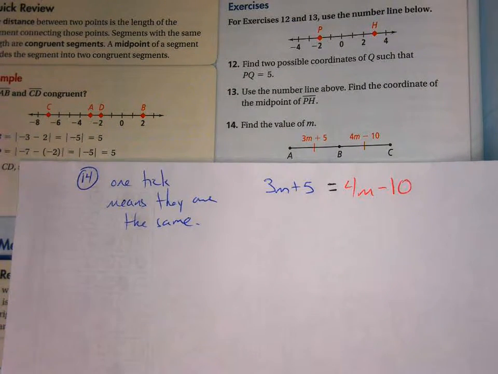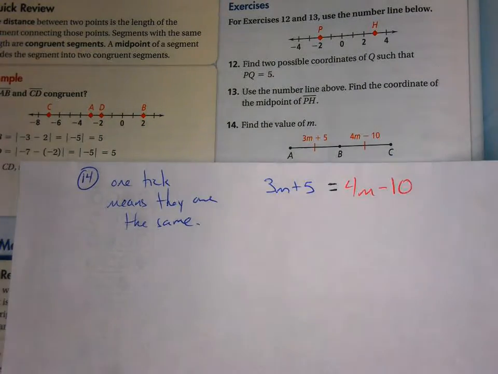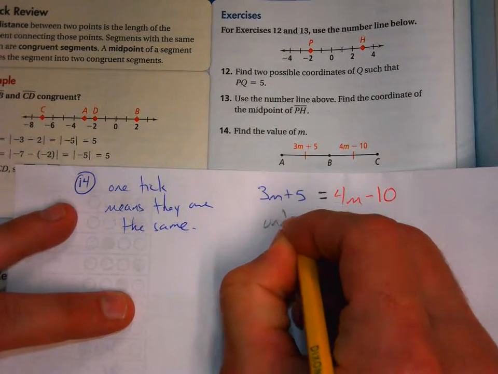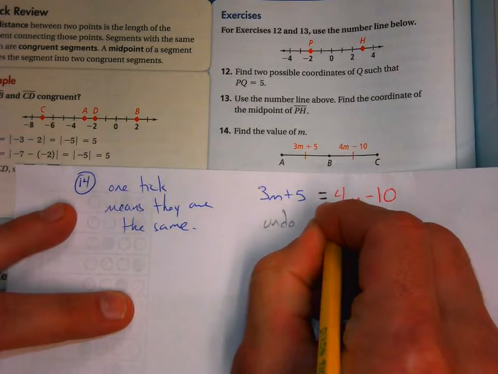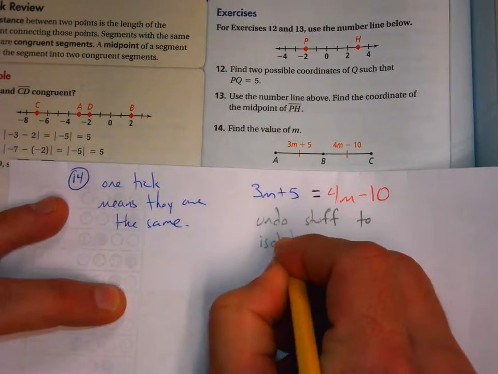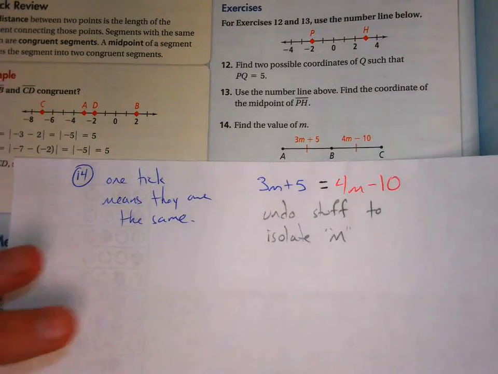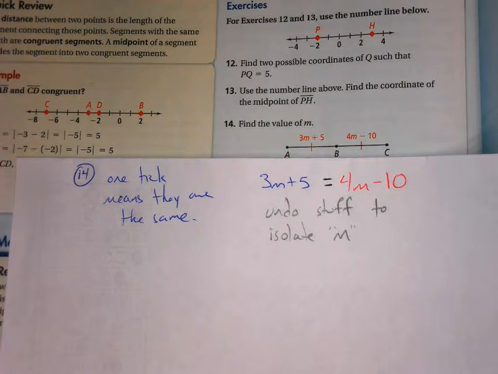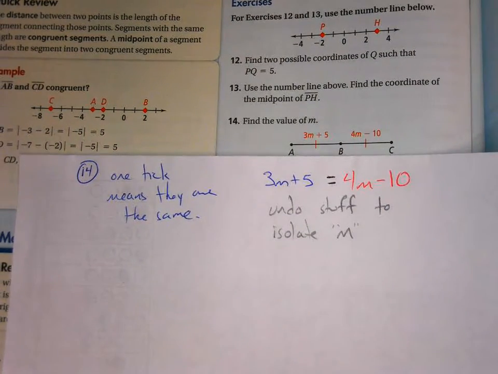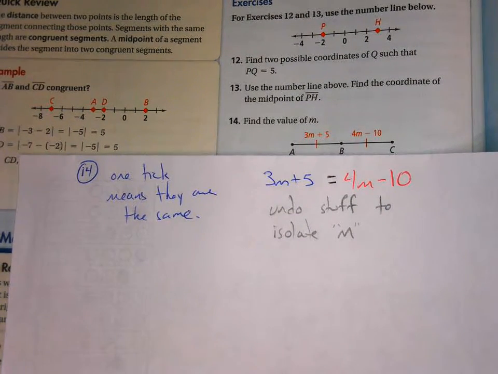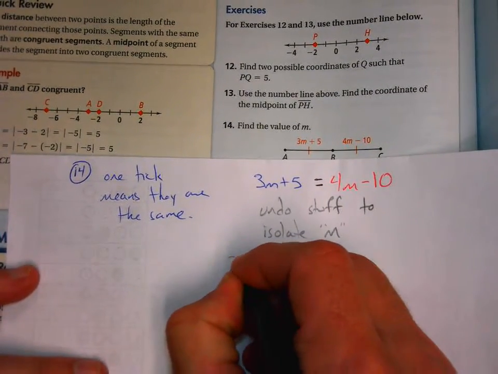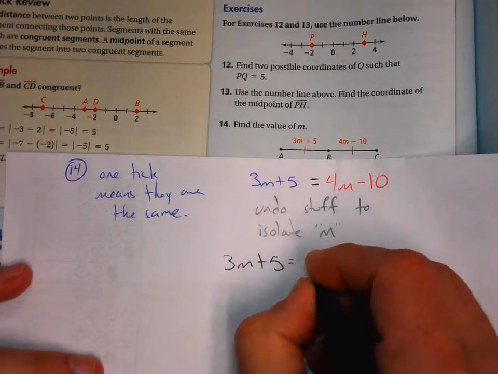And if you don't remember how to solve equations, well, here's a quick down and dirty refresher. We have to undo stuff from each side to isolate the variable. So we're going to undo stuff so we can isolate m. We have an m over here and an m over here. One of them has got to go so we can get them on the same side. There's two of them right now. So let me rewrite the equation, and then we can go from there.